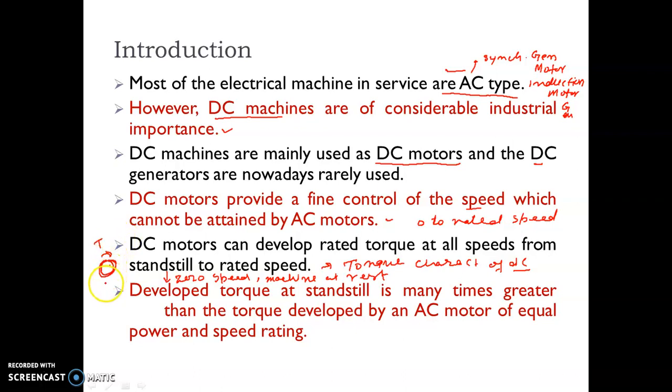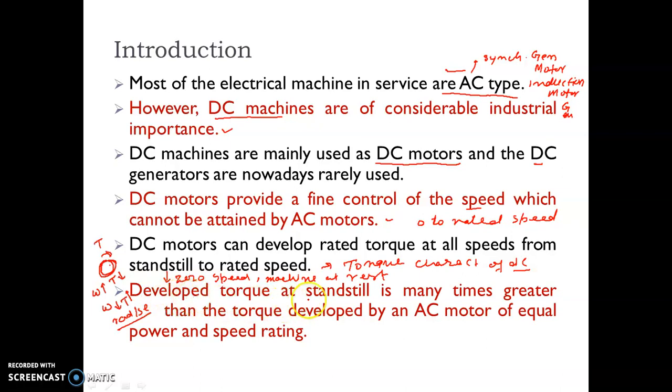When the speed is zero, the torque value will be very high. As the speed increases, the value of torque decreases. But at very low speed, the torque value is very high. This speed is measured in radian per second. I will give you later some relation between rotations per minute and radian per second.